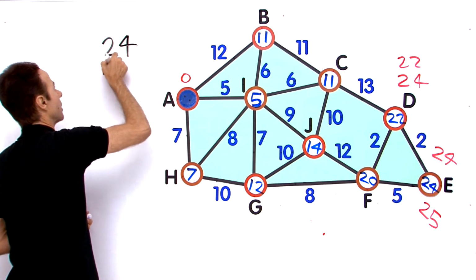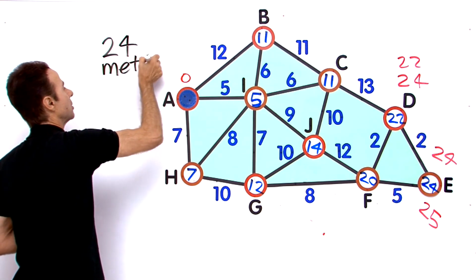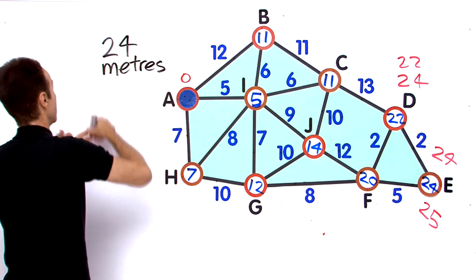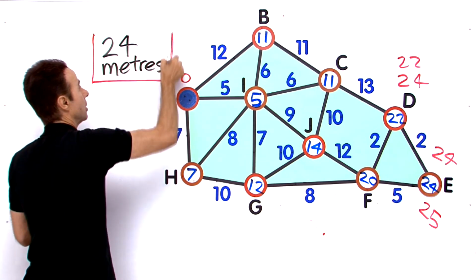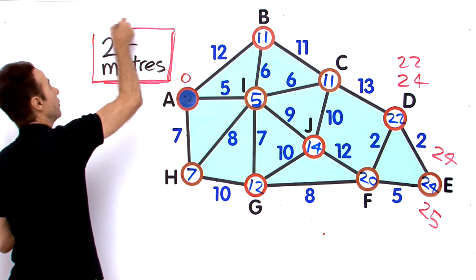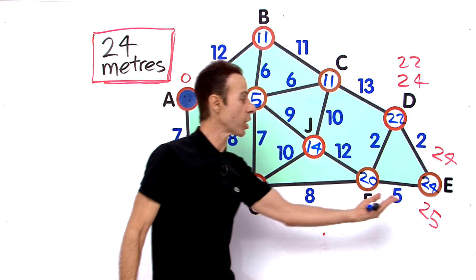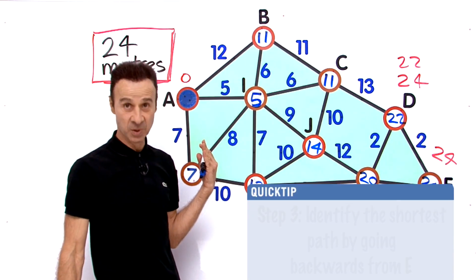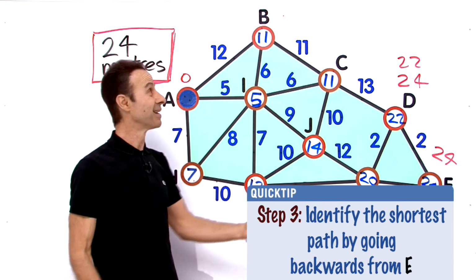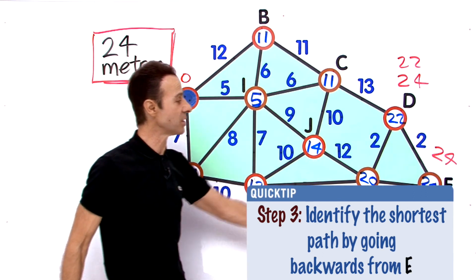24 meters. That's the shortest path. Okay. 24 meters. Now, what's the actual path? Well, what we do is we work backwards to identify the specific path that we traveled along to get that 24 meters right over there.